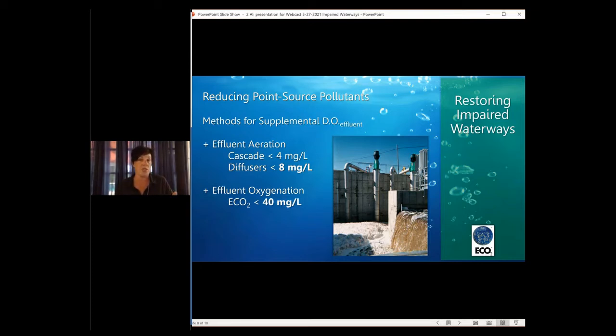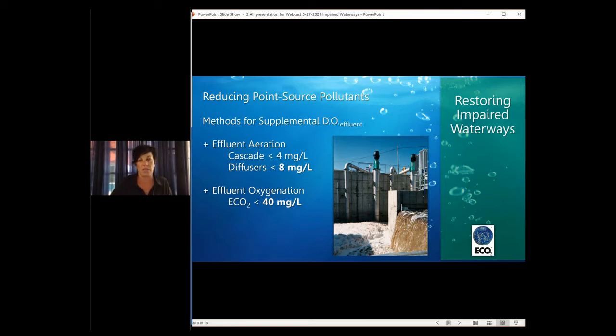Alternatively, with diffusers in a basin, pumping air, you can get that dissolved oxygen level up to about 8 milligrams per liter. Now, if you were to go to the oxygenation side and decide you're going to inject pure oxygen and dissolve that pure oxygen as much as you can, without adding any pressure, you can dissolve up to 40 milligrams per liter of DO. So consider the advantage of getting 5 times more oxygen by going with oxygenation instead of effluent aeration.